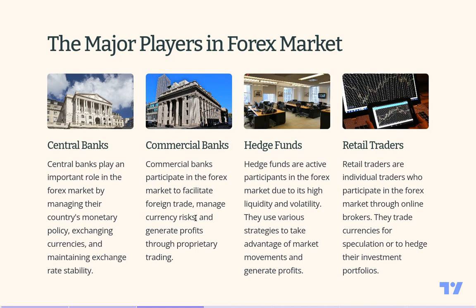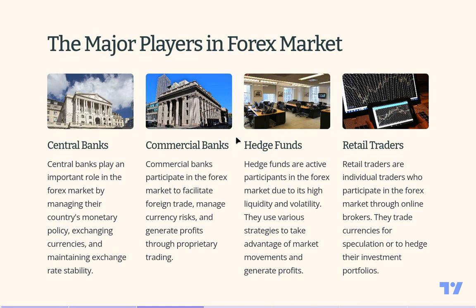Number three are hedge funds. Hedge funds are active participants in the forex market due to its high liquidity and volatility. And these hedge funds use strategies that take advantage of market moves. I also want you to take note of commercial banks. Commercial banks facilitate foreign trade. So you need to understand that being part of the forex market, you are part of these major players.